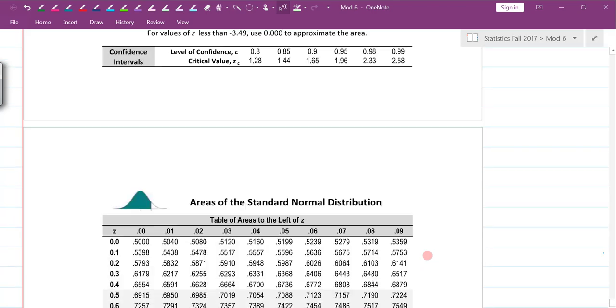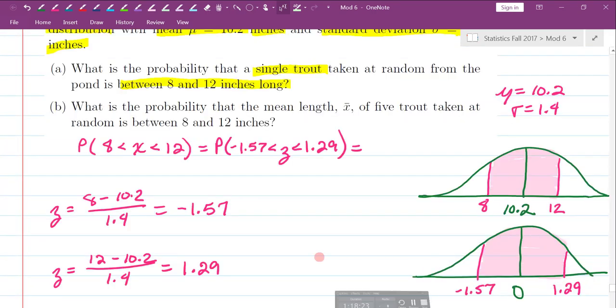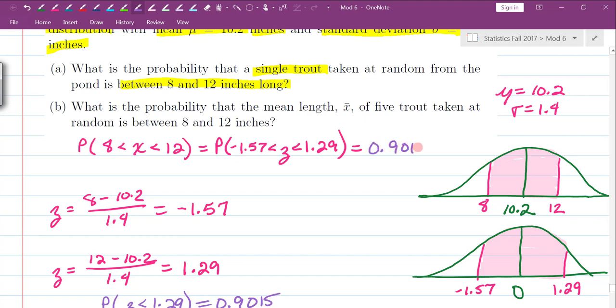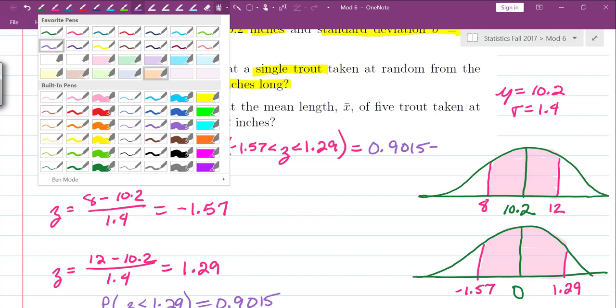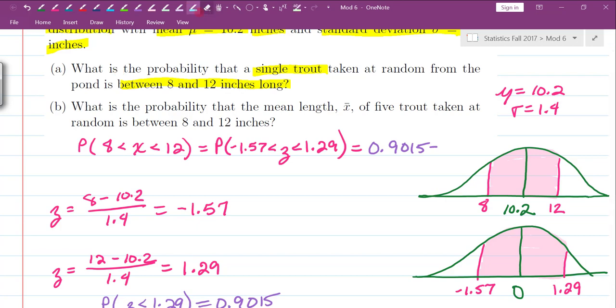So 0.9015 is going to be right through here. So the probability that z is less than 1.29 is equal to 0.9015. Okay, so I'm going to put 0.9015 right here, and that is the entire area. That is this whole area right through there.